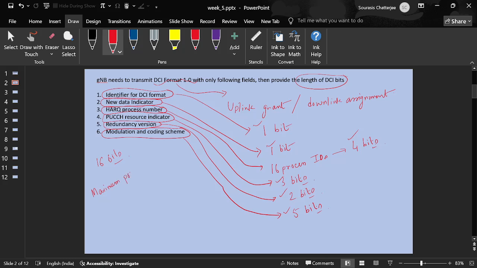Maximum possible length of DCI in bits. So what is the number here? Is it 140? 140 bits. Okay. And we know that DCI is also transmitted to inform the user. Okay, we'll come to that later maybe.